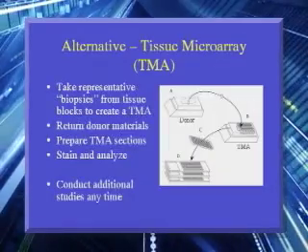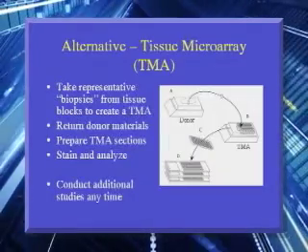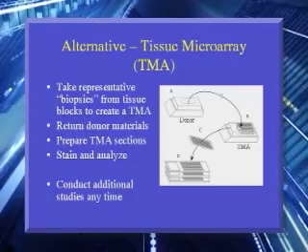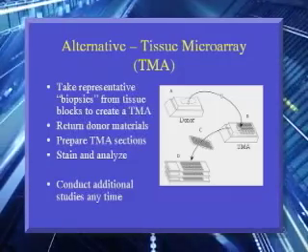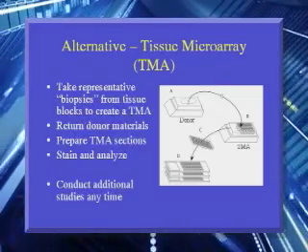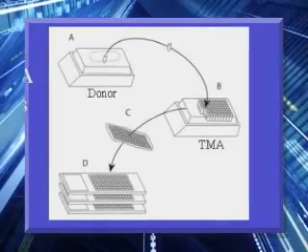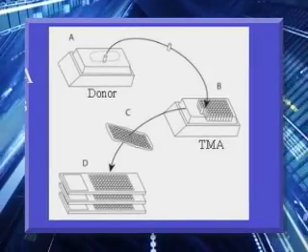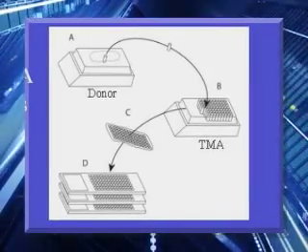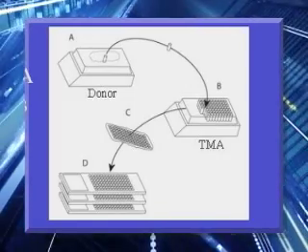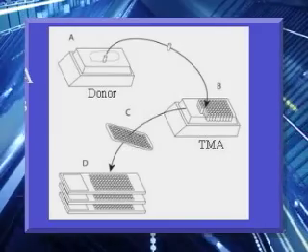So a TMA is an alternative approach to the same process, where we actually take small cores, tiny cores out of the primary patient block, tumor block, maybe a millimeter or so in diameter. And we take hundreds of these cores out of different patient blocks and put them into a single TMA block that can then be sectioned. And on each slide, instead of getting just one case, you get hundreds of cases.